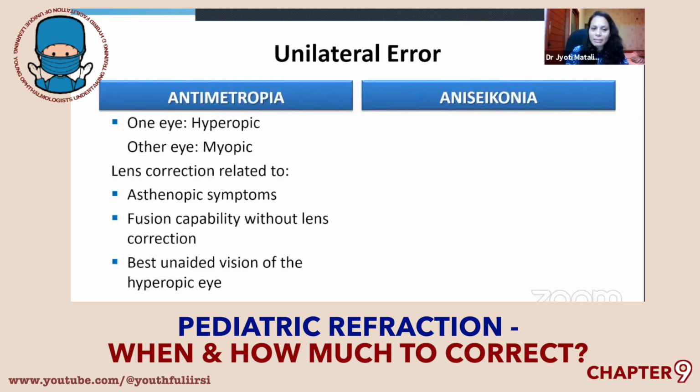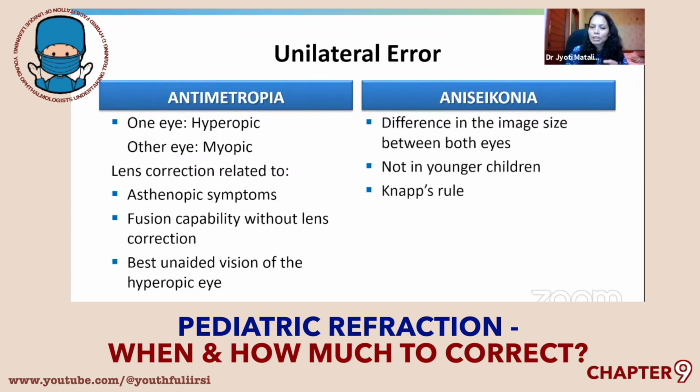And this will cause astigmatic symptoms, fusion capability without lens correction, and best unaided vision of the hyperopic child is what you have to look at. But aniseikonia is difference in the image size between the two eyes, which is not very common in younger children. But as I explained, Knapp's rule works for an axial problem, but otherwise you may need to give a correction with contact lenses.